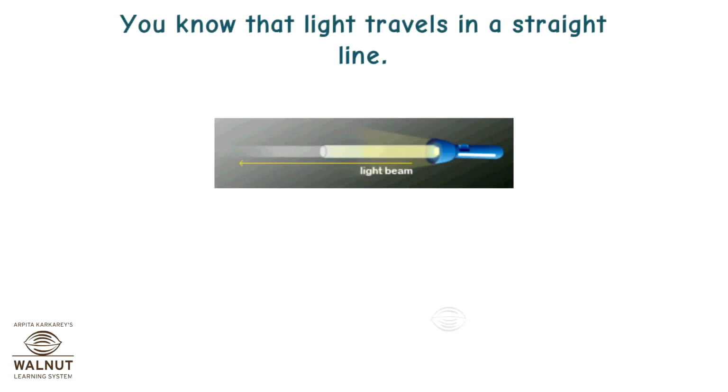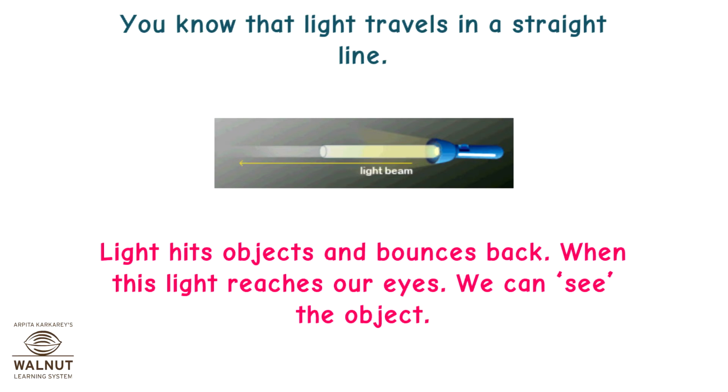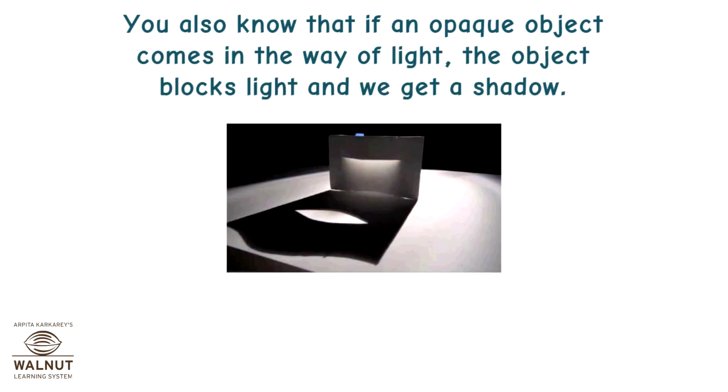You know that light travels in a straight line. Light hits objects and bounces back. When this light reaches our eyes, we can see the object. You also know that if an opaque object comes in the way of light, the object blocks light and we get a shadow.